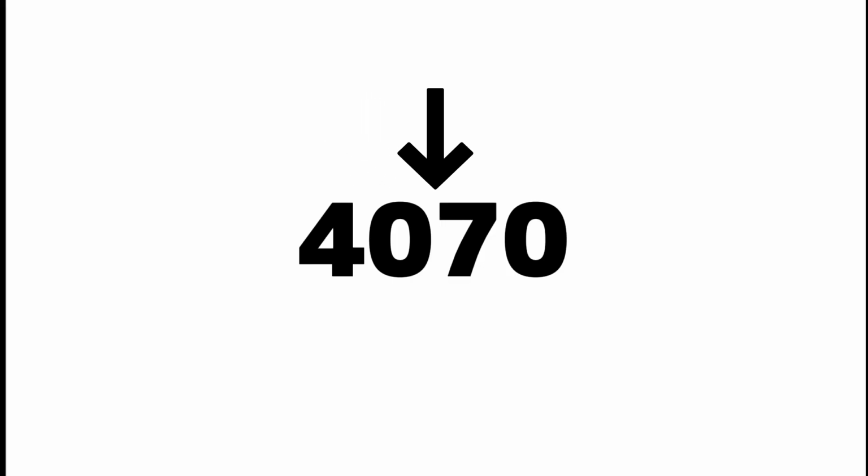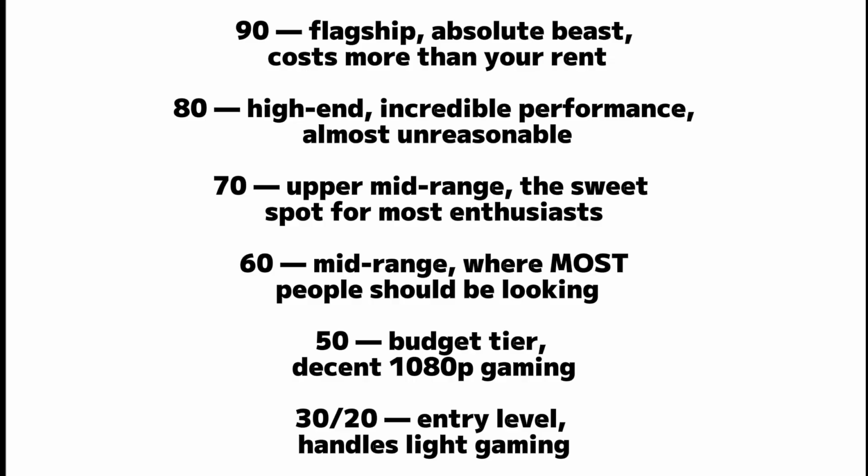The last two digits, 70, tell you the tier. Think of it like this: 90, flagship, absolute beast, costs more than your rent. 80, high-end, incredible performance, almost unreasonable. 70, upper mid-range, the sweet spot for most enthusiasts. 60, mid-range, where most people should be looking. 50, budget tier, decent 1080p gaming. 30 and below, entry level, handles light gaming.